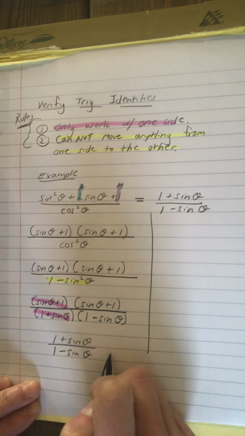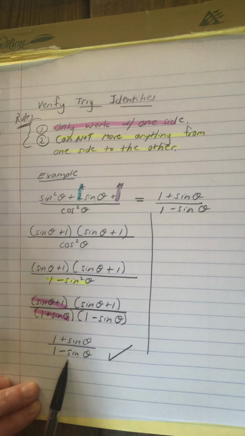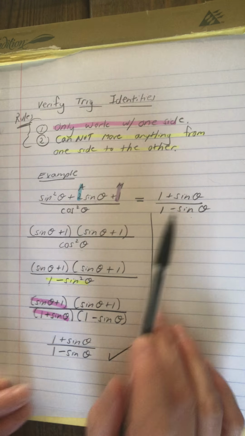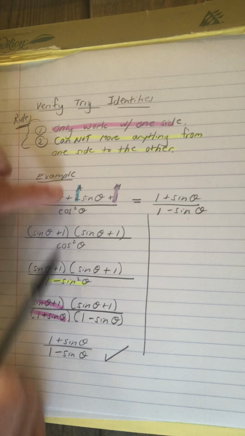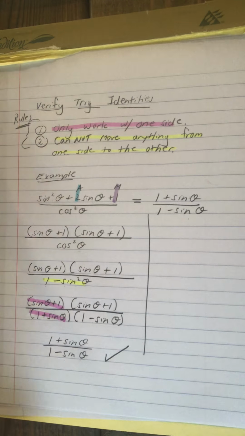And I now verified my trig identity because I have the same thing on the left that I did on the right. And I followed my rules. I only worked with one side, and I didn't move anything from one side to the other. And my trig identity was verified.